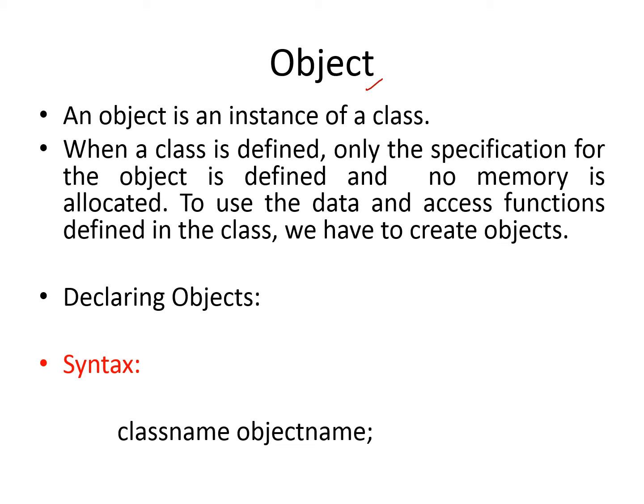Next is the object. Here it is defined that an object is an instance of a class. That is, you have created a class. Now that class is to be specified in the main section. We know that the compiler first goes through the main section, right? So the class which you have created should be specified in the main section. For that, we are using an object. With the help of an object, you can access the class in the main section.